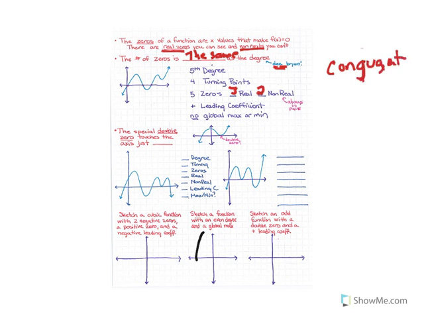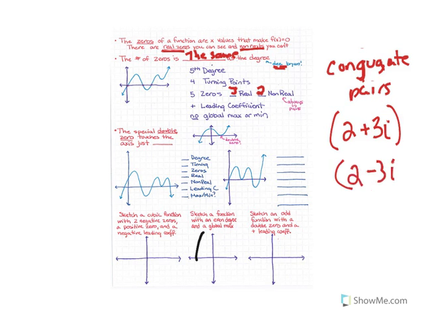Conjugate pairs. As a matter of fact, if I know one of the zeros, if it's like 2 plus 3i, then I know the other one is 2 minus 3i. That's always the case. They always work out that way. This function has a positive leading coefficient. There's the calculus view: it goes up. And it has no global max or min.